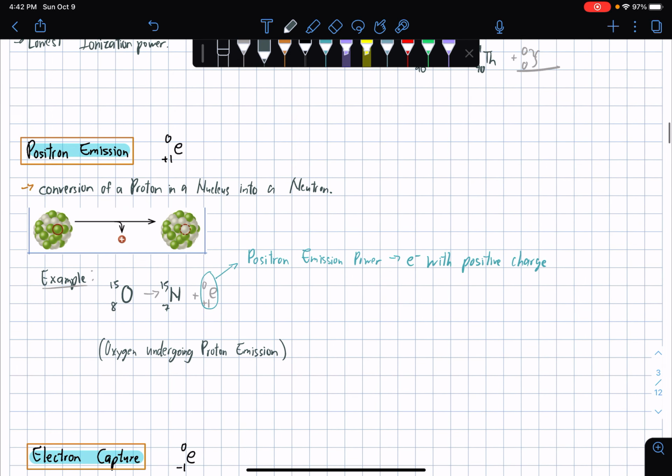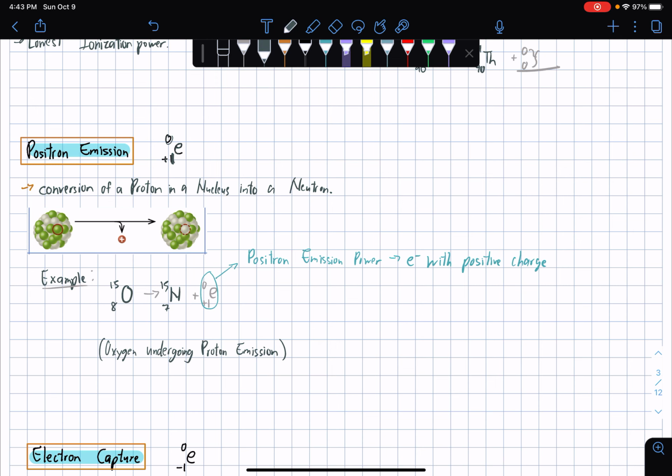Anyways, let's move on. Positron emission. What we have to know in this is that we have a positron that has an atomic mass of 0 and an atomic number of positive 1. So basically, you convert a proton, located in a nucleus as always, into a neutron.